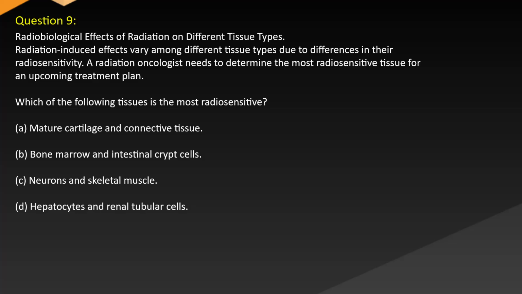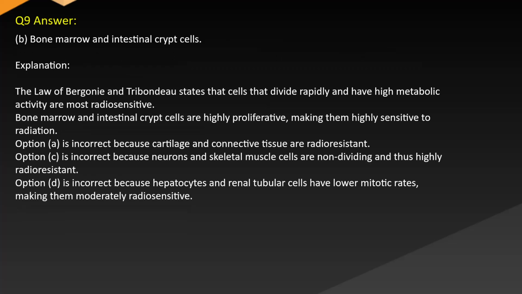A. Mature cartilage and connective tissue. B. Bone marrow and intestinal crypt cells. C. Neurons and skeletal muscle. D. Hepatocytes and renal tubular cells. Answer: B. Bone marrow and intestinal crypt cells.